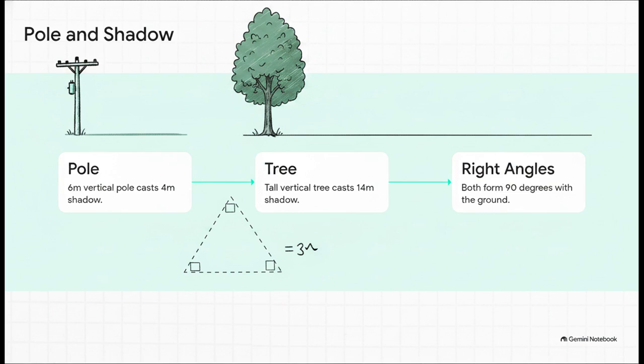Let's solve that mystery. Imagine you're standing outside, and you see a vertical street pole that's 6 meters tall, casting a shadow on the ground that's 4 meters long. Right nearby, there's this massive vertical tree casting a 14-meter shadow. Assuming both the pole and the tree form perfect right angles with the flat ground, we've got two triangles here, right? One formed by the pole and its shadow, and another formed by the tree and its shadow.